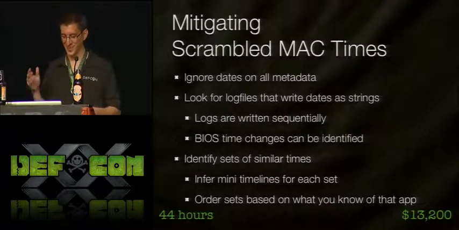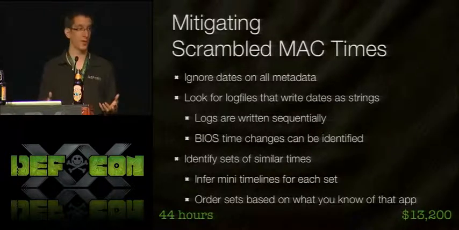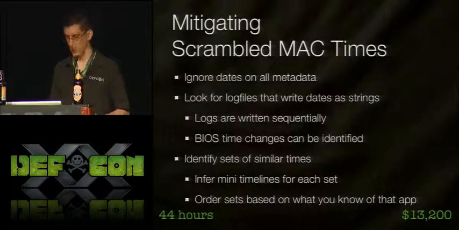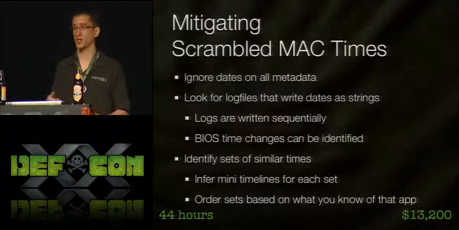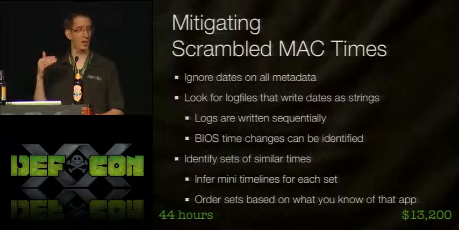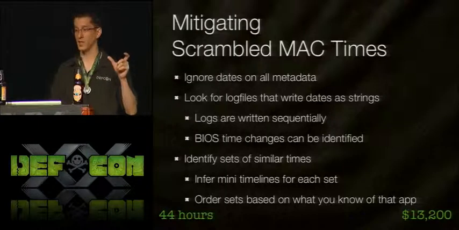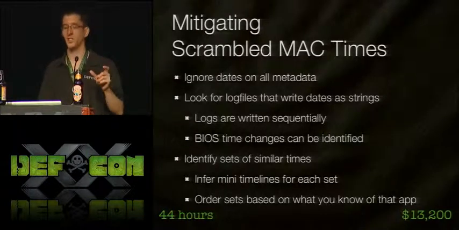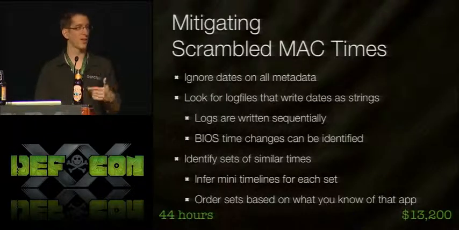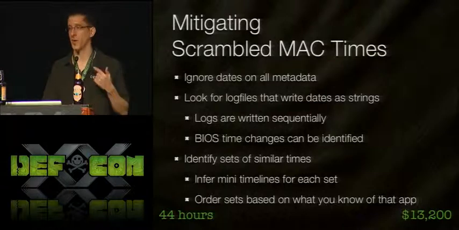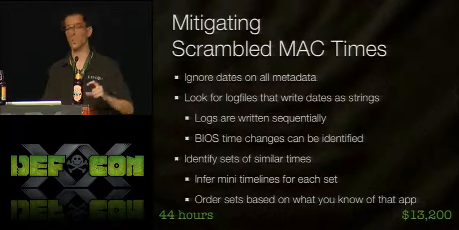To mitigate this, first of all, you should ignore all the times that you see there. You know that they're all scrambled by the attacker, so you shouldn't read into them. Instead, look for log files where time values are stored as strings or as text. These log files are written sequentially. Every time an event occurs, a log entry is put in with the current date of the system. This will allow you to see a set of times that are roughly similar. And if the attacker has this system service running, constantly changing the BIOS time, a sequential log will show which time values came before which.